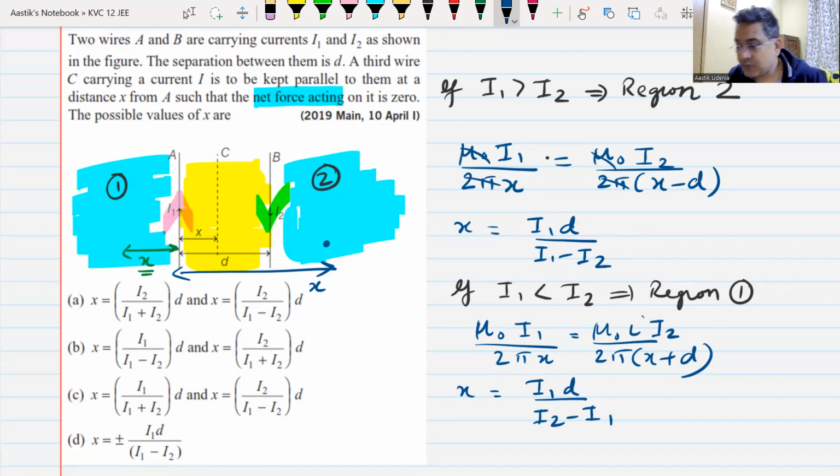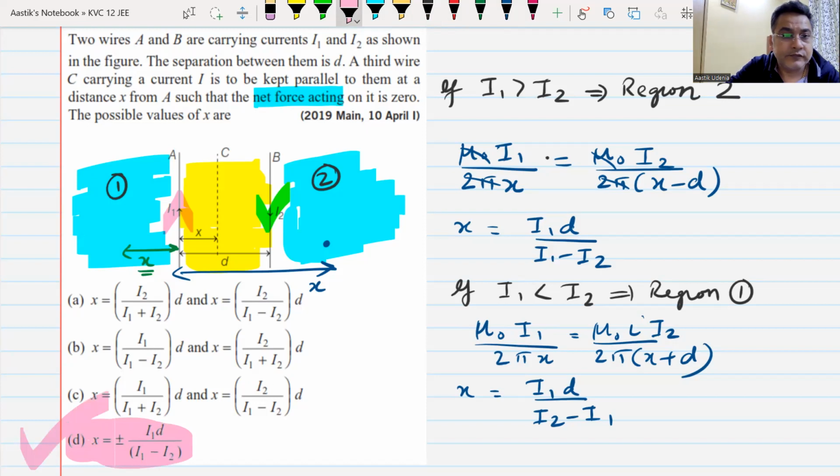Sir. Yes, sir. So which option out of these is correct? C and D, sir. Do we understand this? How we have done this? Yes, sir. Okay.